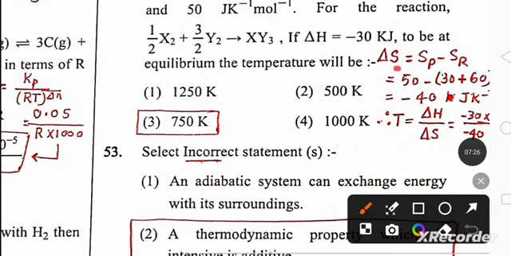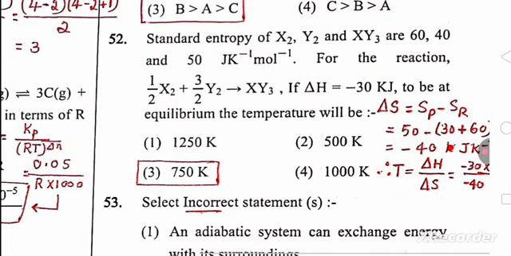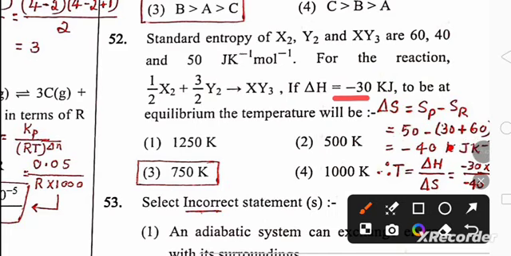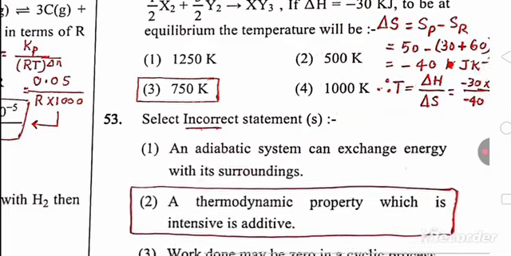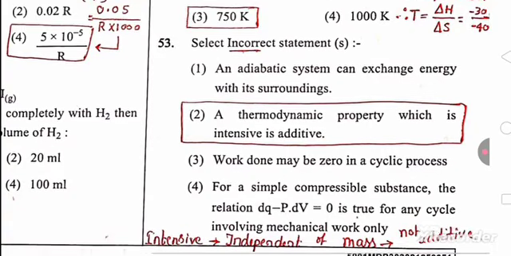So by using delta S, now we can find out the temperature by using the relation temperature T is equal to delta H by delta S. The enthalpy change has been given for this reaction, that is minus 30 kilojoules per mole, and delta S we have calculated, that is minus 40. When we divide this delta H and delta S, we will get 750 Kelvin as the temperature. Let us go to the next question.